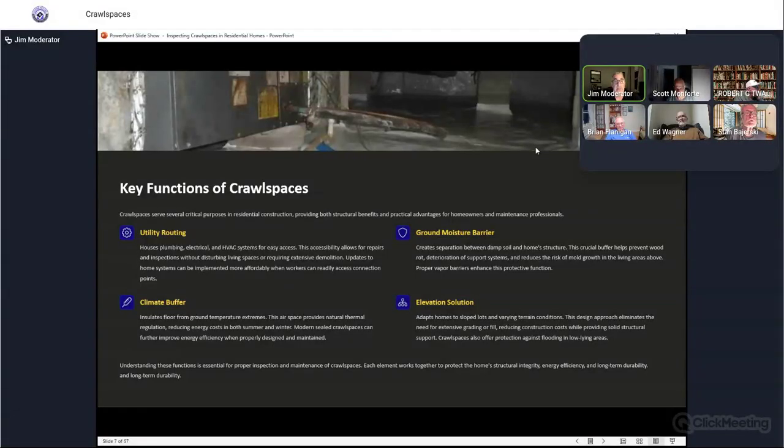And I can tell you from experience, some of these heating systems you can come into and they are at the other end of a crawl space 200 feet down, and it is not fun getting there. And we're going to talk about accessibility when we start.